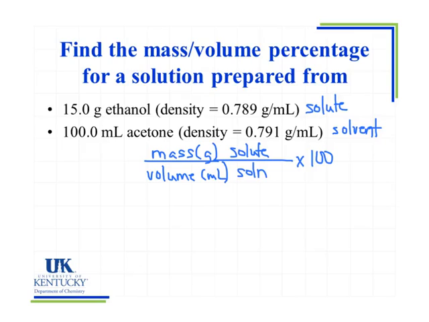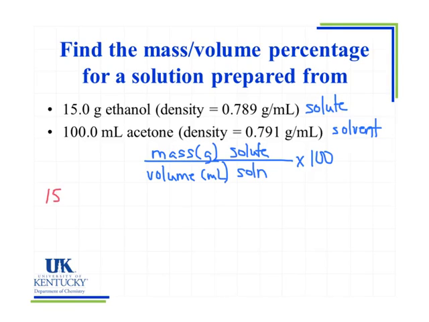So if I need the mass of solute, I already have that information that's given in the problem here, so I don't need to do calculations for that. And it's asking for the volume of solution. Well, I have the volume of the acetone, but I don't have the volume of the ethanol. And so I'm actually going to have to start the problem by figuring out the volume of ethanol so that I know the volume of the solution. Because remember, both of those things make up the solution.